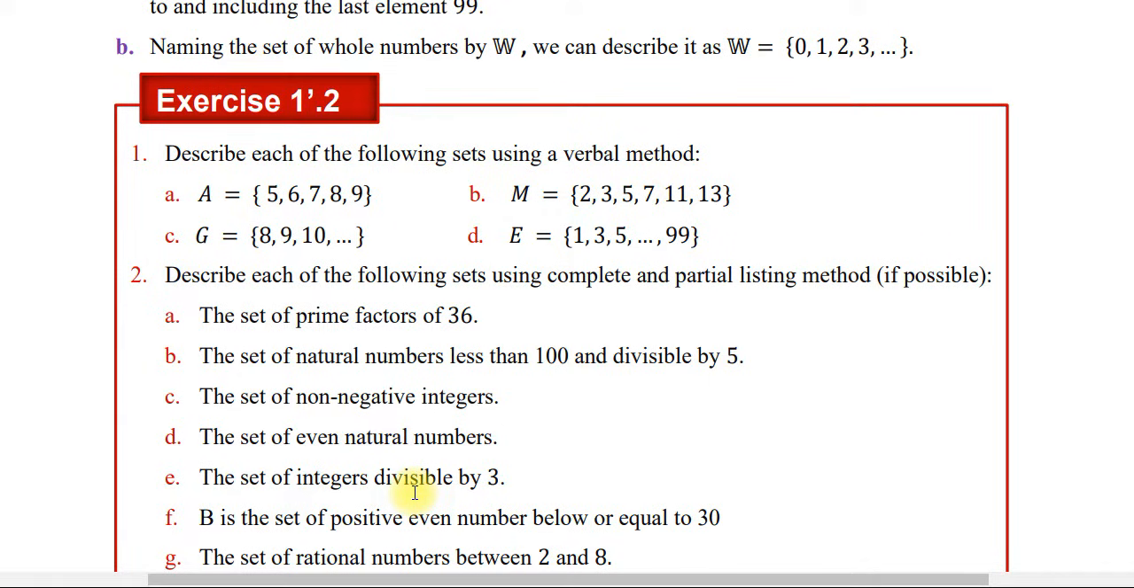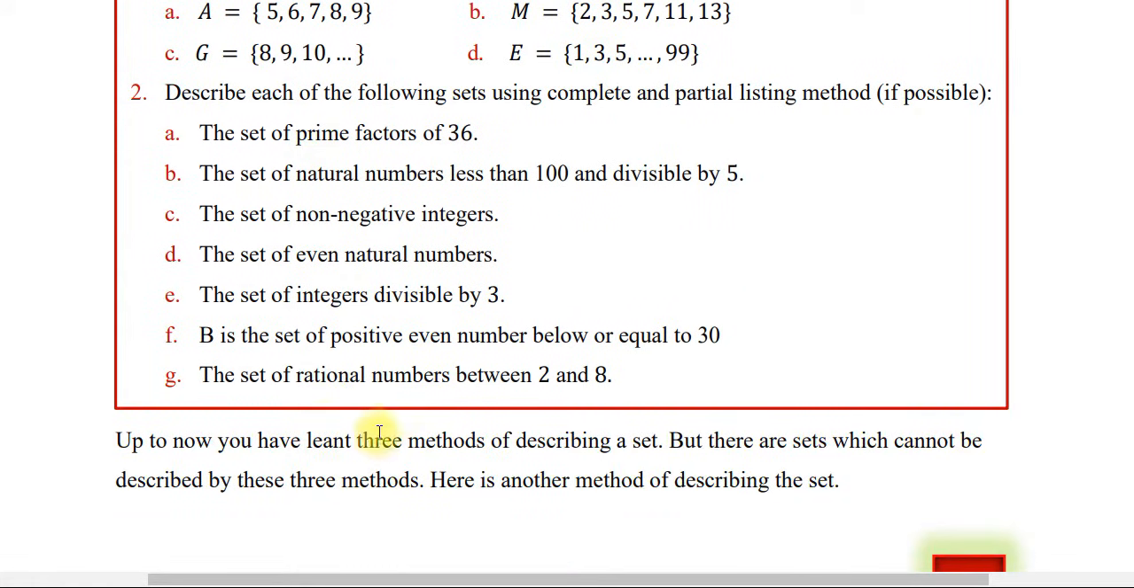ቢ ደግሞ the set of natural numbers less than 100 and divisible by 5 ኦኬ ናቹራል ነምበር ሆኖ ከመቶ ያነሰ በ5 የሚካፈል ራሱ 5 አለ 10 15 20 25 30 35 እያል ሁሎችን መዘርዘር እንችላለን። ኦር 5 10 15 ብለን ዶት መቶ ማለትም እንችላለን ፓርሺያሊ ማለት ነው። እያል ሌሎችንም መግለጽ እንችላለን ማለት ነው። በጣም ኢዚ ኮንሰፕት ነው እዚህ ጋር ያለው። up to now you have learned 3 methods of describing a set.